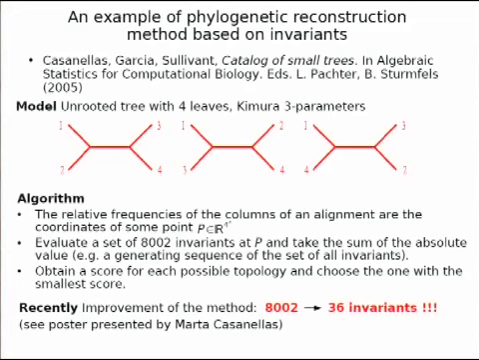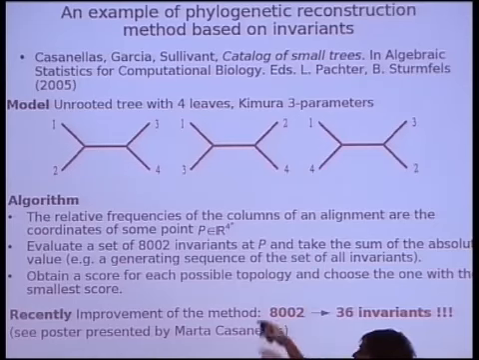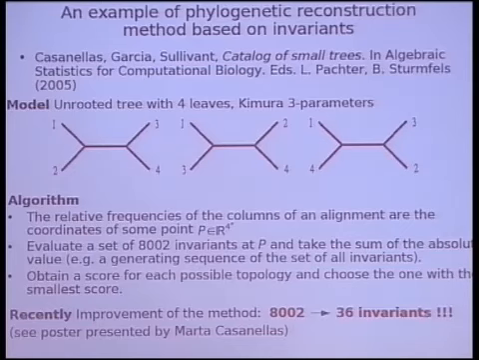We focus here on the case of quartet trees evolving under the Kimura 3-parameter model. So there are only three different tree topologies. Our starting point then is an alignment of four sequences, and by counting the different columns in the alignment, we obtain a point P in some space. The coordinates of this point are just the relative frequencies of the different columns appearing in the alignment.